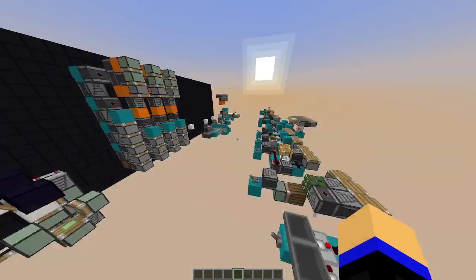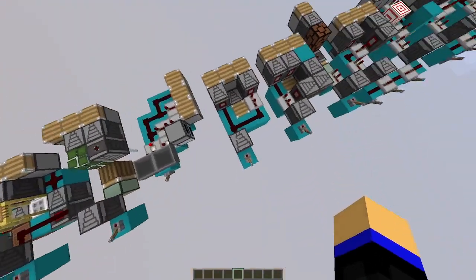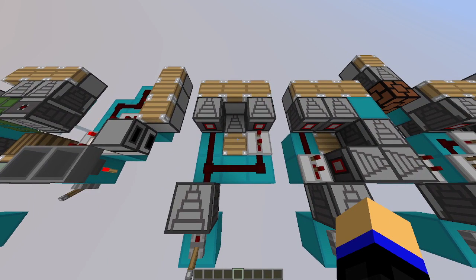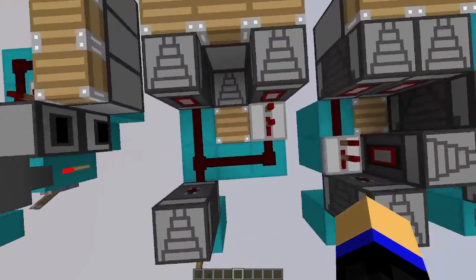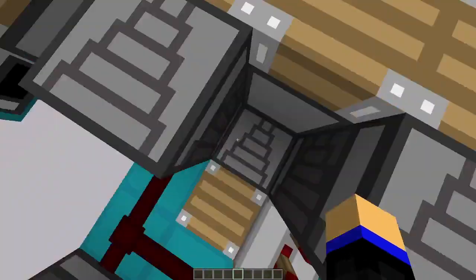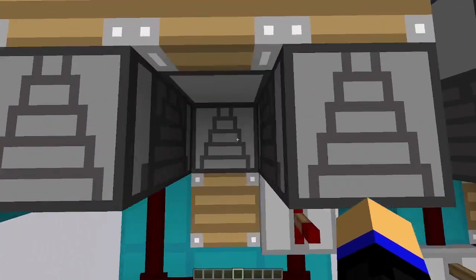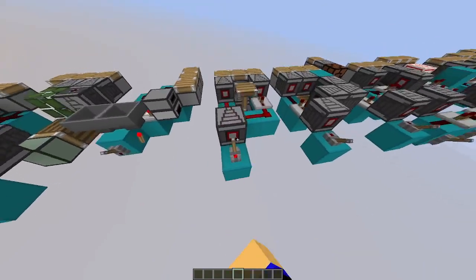So we have the basic knowledge of component timings now, so we can start to analyze some more complex circuits. For example, when an observer gives 2 pulses. So let's take a look here. We have this circuit. This observer is detecting a piston base. 2 observers here, or one observer in each. And then this has an extra 2 tick or 4 game tick delay. So let's activate this and see what happens.